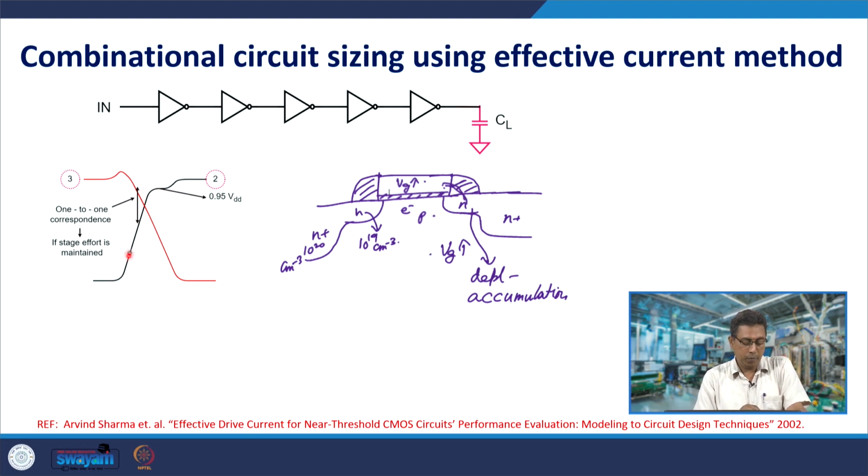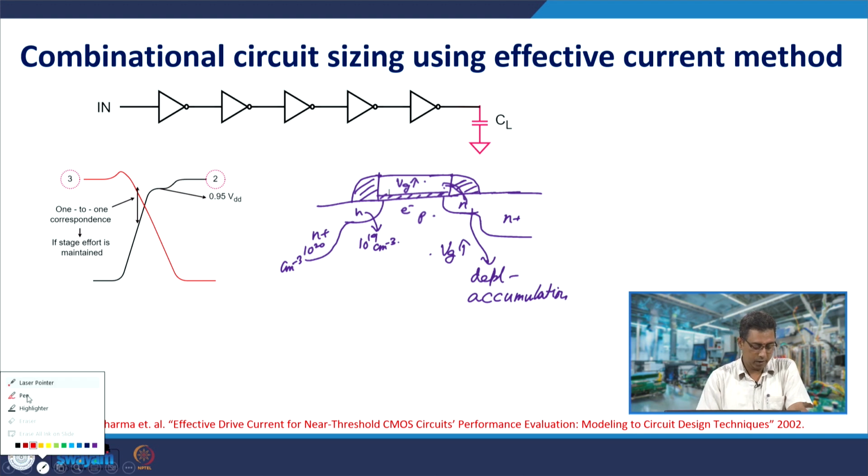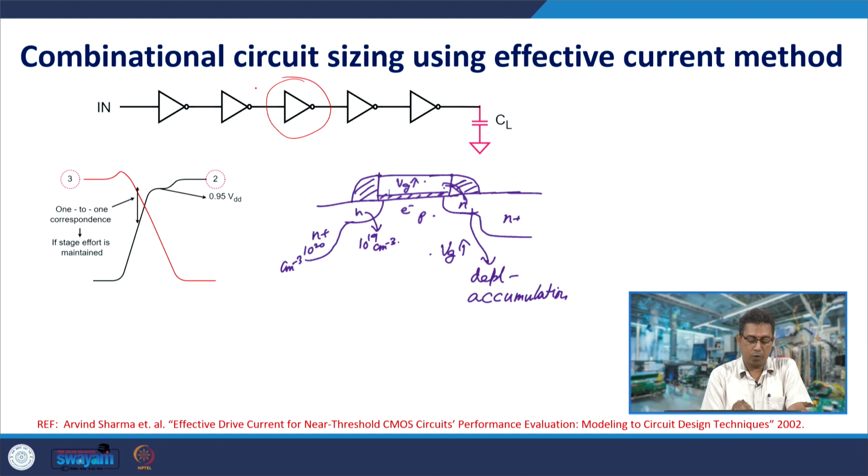So, the input would look like this. Suppose typically we are looking at the input and output of this stage 3. This is our design under test, device under test. So, what would we observe? The input transition would not be exactly monotonic, and it would have a transition of this kind.